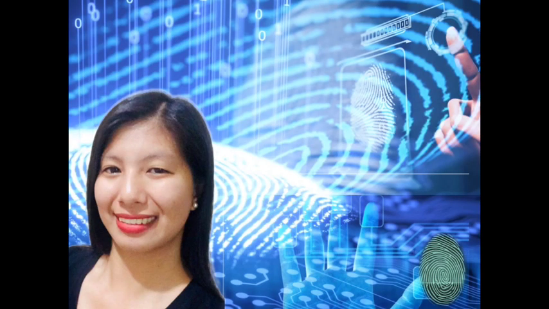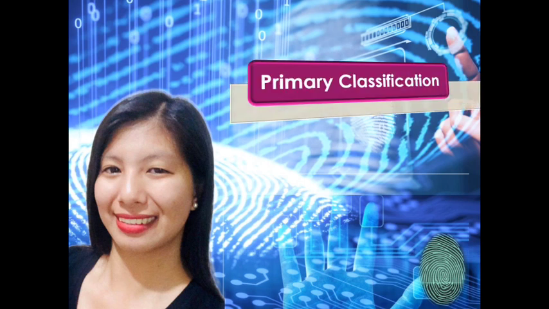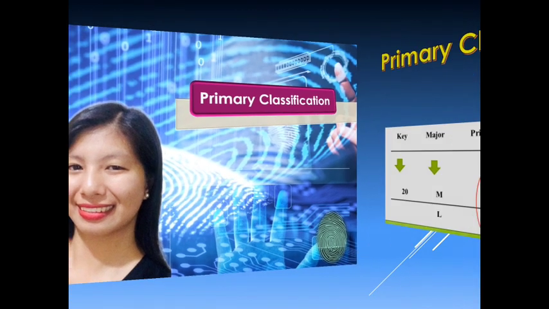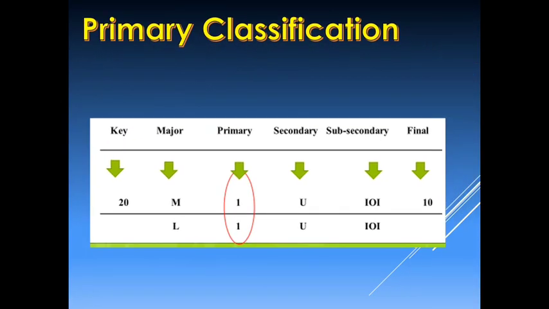Okay, so let us now proceed with the second part of this video series on the fingerprint classification system, which is actually the primary classification or the primary division. The process of manual fingerprint classification always starts with the primary classification.